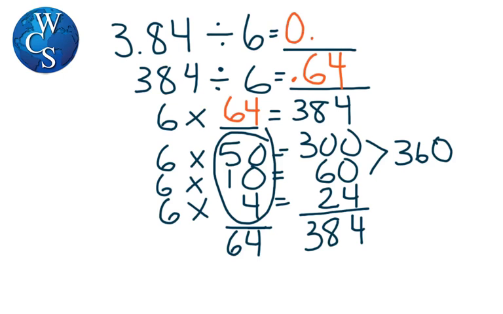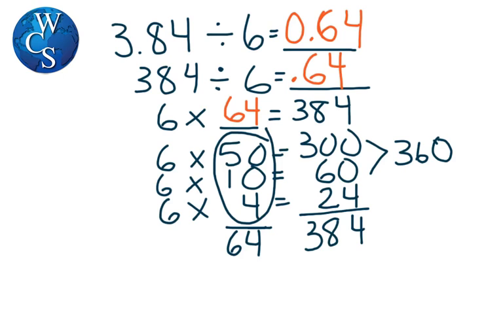So let's see why that would happen. Think about money. If you have $3.84 and you're going to split that amount up evenly amongst 6 people, you know that each person will receive less than $3.84. So that means the decimal point goes before the 6.